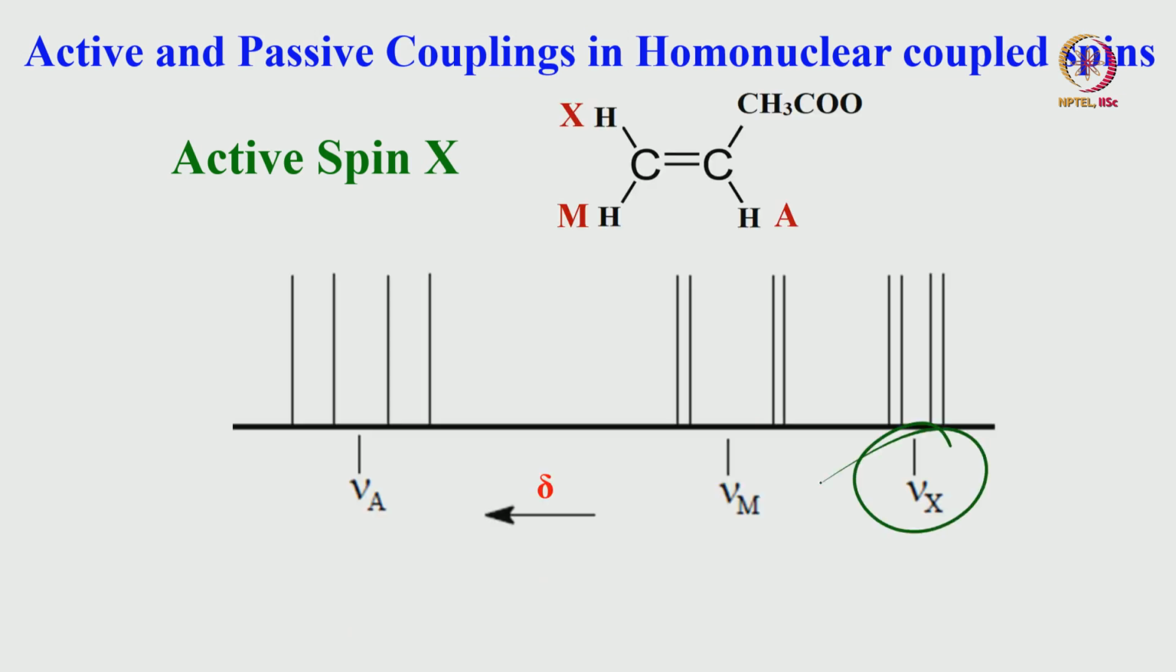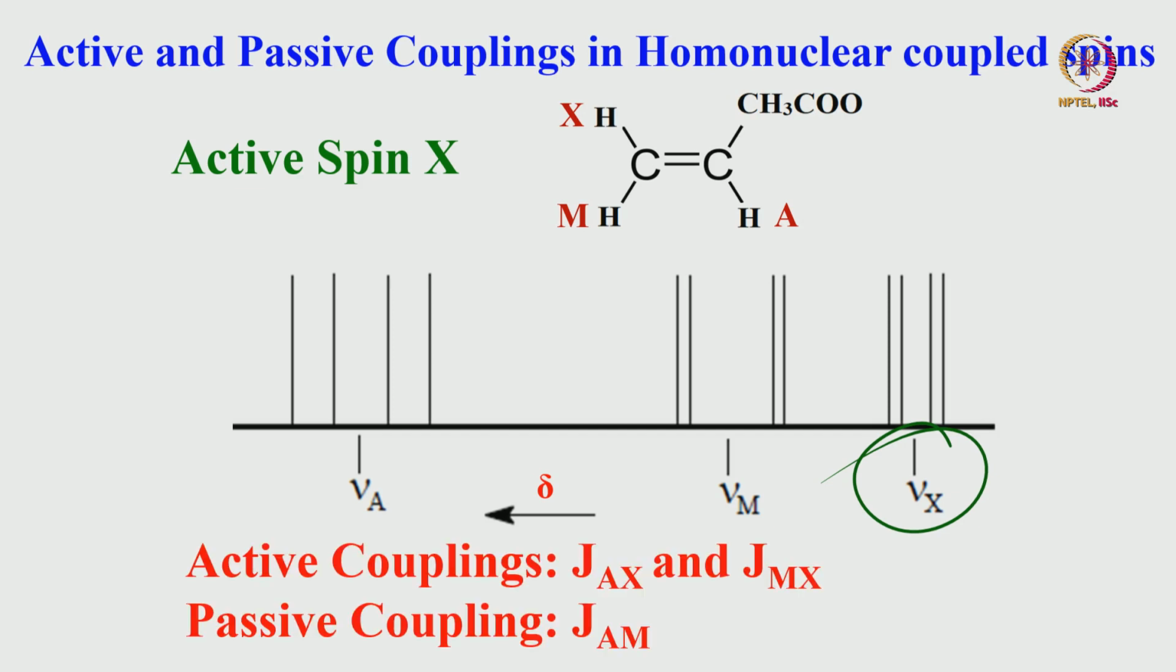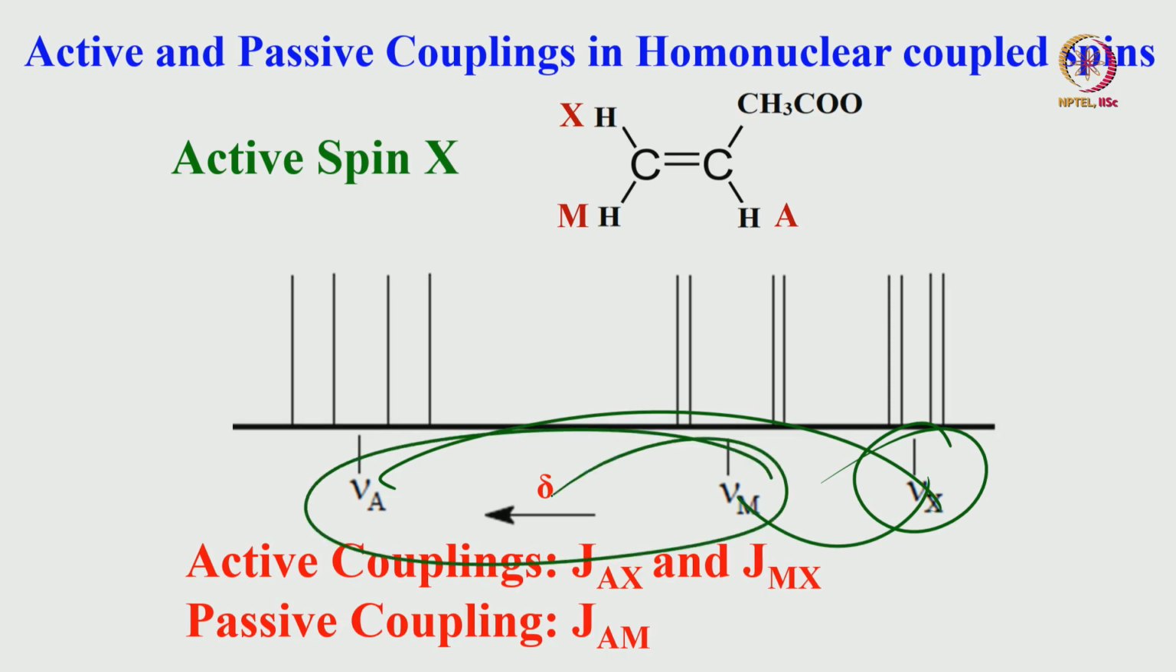This is the chemical shift of proton X. That means that is the active spin. At the active spin proton we get AX coupling and MX coupling, but the AM coupling, which is passive, is not seen. That is how we can start analyzing, and we know what is the active spin, what is the passive spin, and what are active couplings and what are passive couplings. This information is essential. You should understand this, only then can you interpret the spectrum, analyze and extract the coupling.